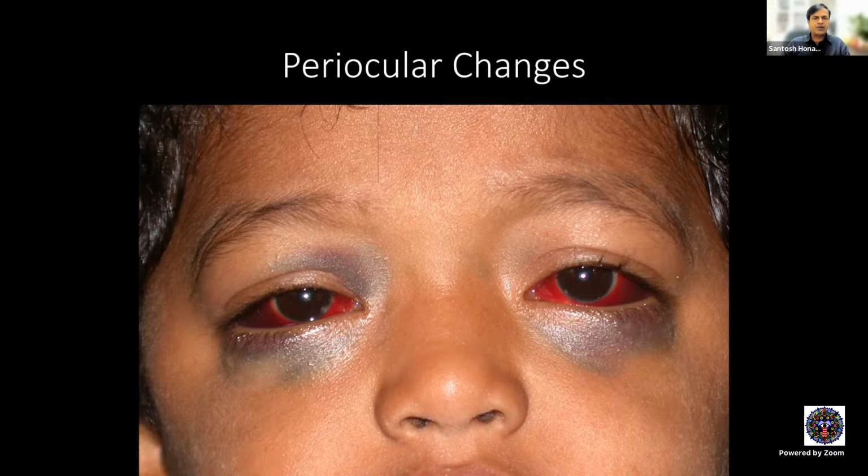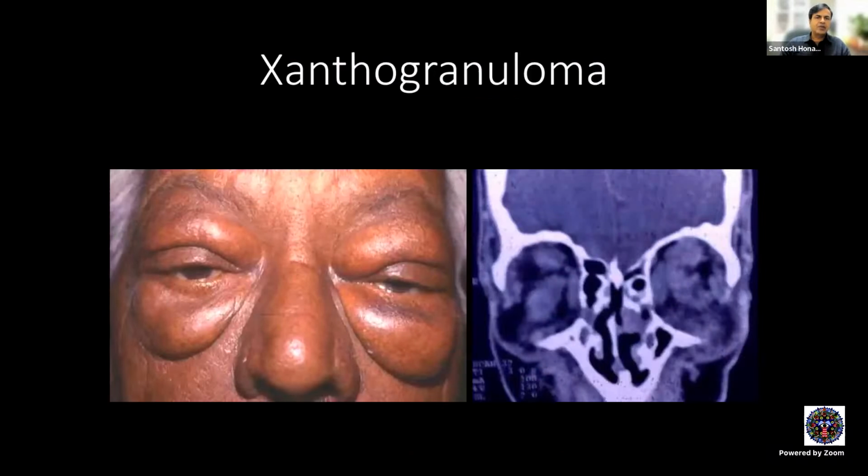So every point that you note will become very important. Other periocular changes like this, where a patient has yellowish lesions around the orbit, this is an important sign. This is adult onset xanthogranuloma. So these patients will also have moth-eaten appearance of the extraocular muscles. In fact, this is one of the differential diagnoses for non-thyroid enlargement of the extraocular muscles.